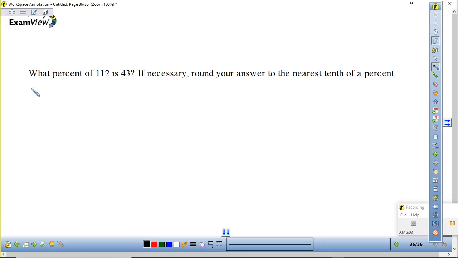It says, what percent of 112 is 43? So right away, remember, is over of equals percent over 100. So who can give me the proportion? Let's see, Daniel Riesgo. Okay, can you give us a proportion?